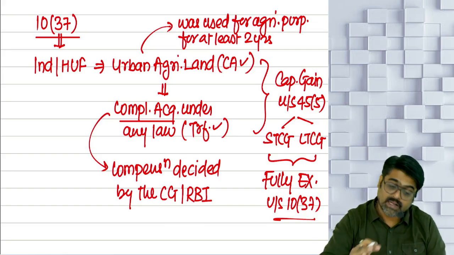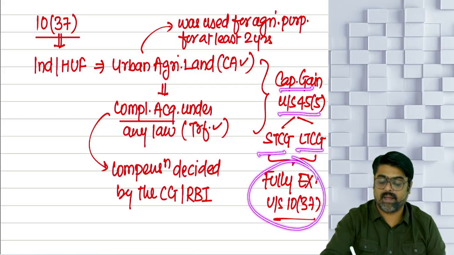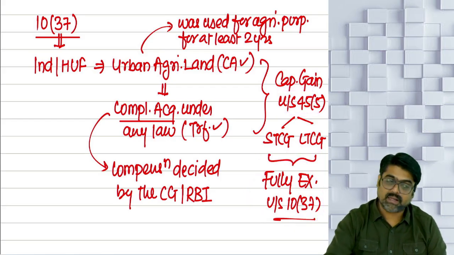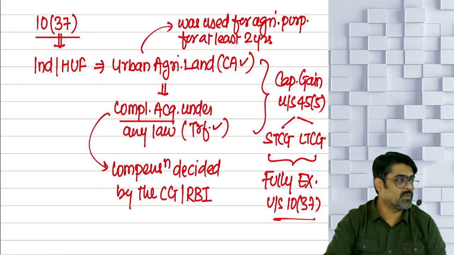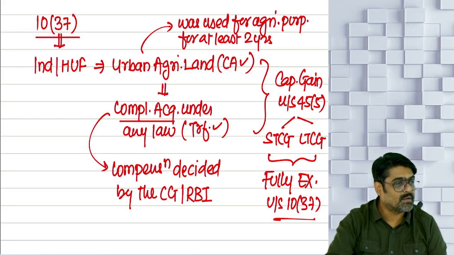Yes or no? Then on this compulsory acquisition, capital gain under section 45(5), whether short term or long term, will be fully exempt. So will you calculate that capital gain? Or no need to calculate also? Because if you will calculate also, what will happen? It will be fully exempt. You have to take it nil only. Then why are you doing the hard work of calculating that? Don't calculate only. Understood? So this is the end of 45.5.